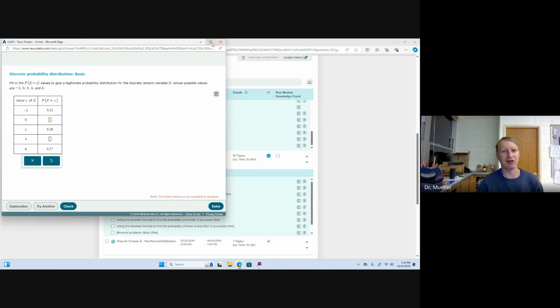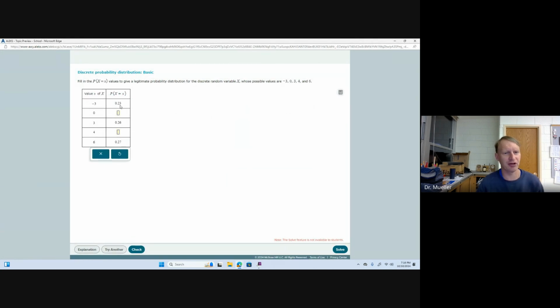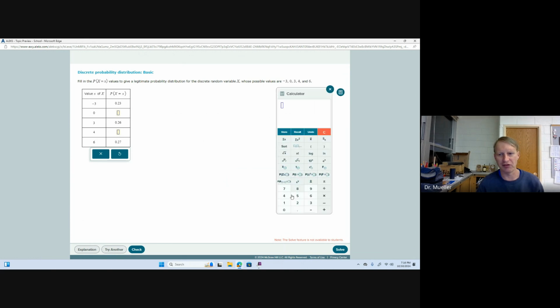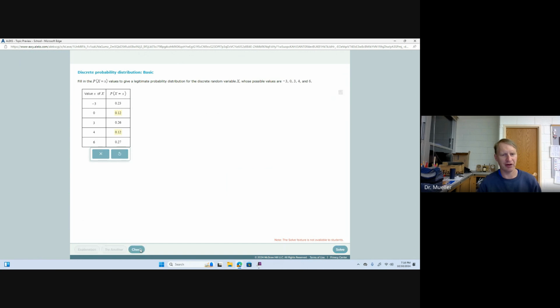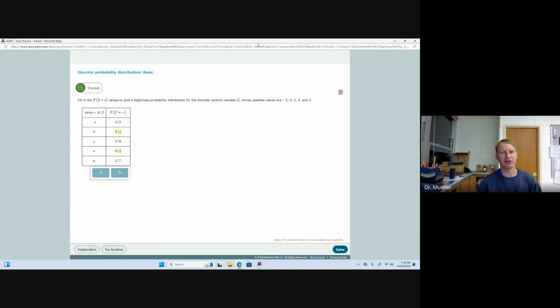All right, so here we have a probability distribution. The value of X is listed and each P of X is listed. We have to put numbers in the blanks that make this a probability distribution. So all of those numbers have to add up to 1. If I just use my Alex calculator, I'll do 1 minus 0.23, minus 0.26, and then minus 0.27. And we have 0.24 left. So whatever numbers we put in the blanks have to add to 0.24. So if I do 0.12 and 0.12, that will work. And that all adds up to 1. So that's how you do that one.